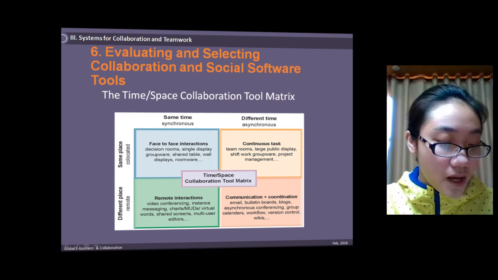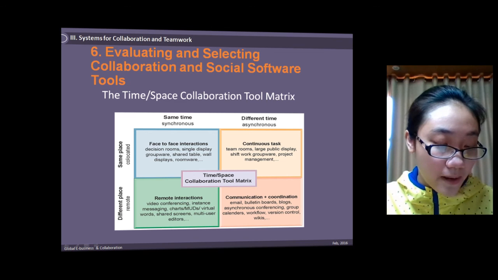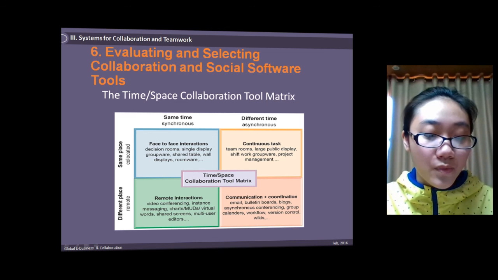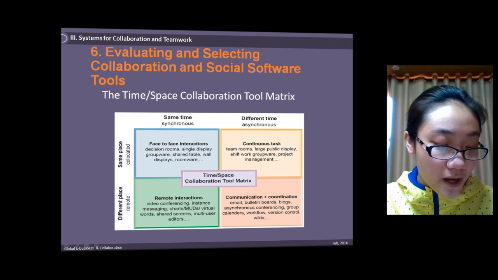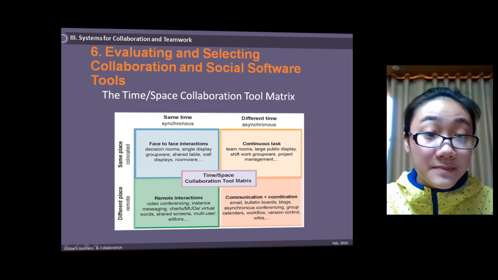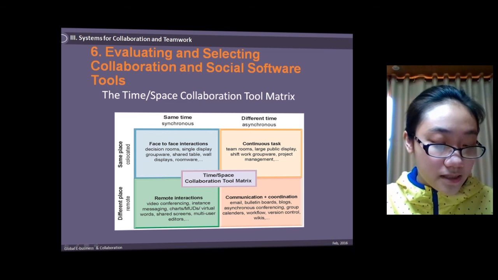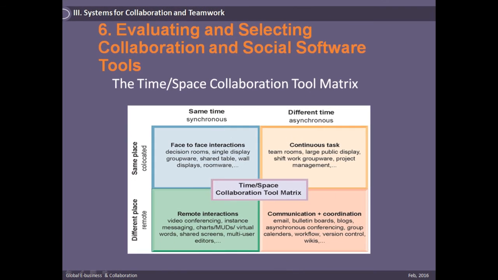So how do we choose the best collaboration and social software tools among the 100,000 available? From the book, there is one framework helping managers and employees find the most suitable tools for a specific problem. It is the time-space collaboration and social tool matrix, developed in the early 1980s. It focuses on the two collaboration problems, which are time and place.